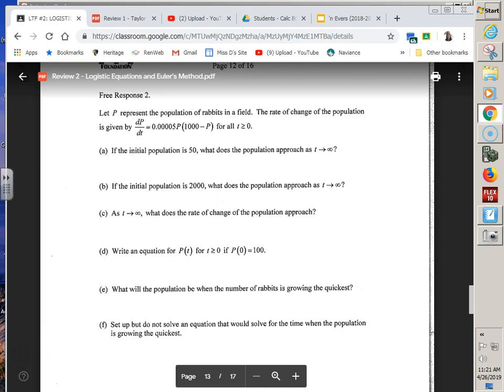Letter C says, as t approaches infinity, what does the rate of change approach? Oh, bummer. I love letter B. It's easy. It's the carrying capacity, right? Because that's the horizontal asymptote. And then A is talking about, but both of those are the carrying capacity. Both are 1,000, because whether you start below or whether you start above, you're going to go to the carrying capacity. If the population ever goes above, then the predators or the lack of food or whatever is going to bring it back down.